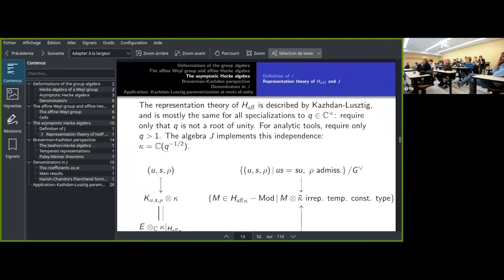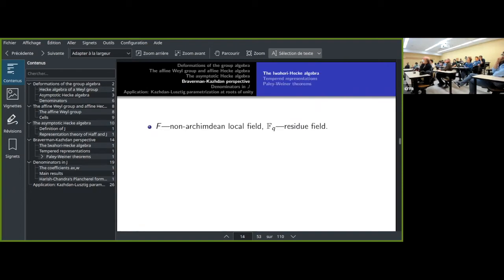For example, Q does not appear in the triples, but you can also implement that independence by saying: here is this other algebra J defined over Z that manifestly has nothing to do with Q. So how do we introduce the tools of harmonic analysis?